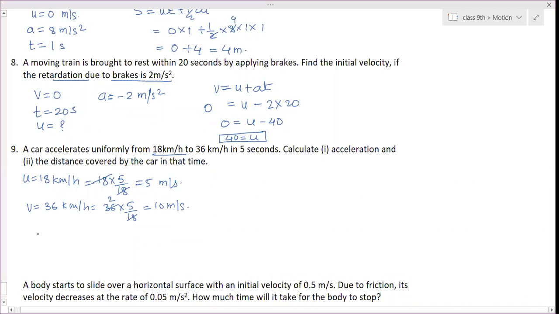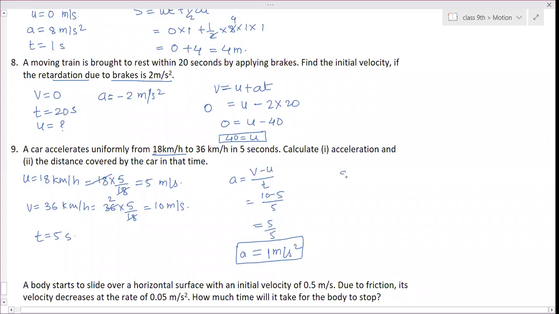And then acceleration you have to calculate. Time is given, 5 seconds. We have to calculate acceleration. So for acceleration, a is equal to either (v minus u) by t, or v is equal to u plus at. Any formula you can use. So 10 minus 5 by 5, which is 5 by 5, 1 meter per second square is the acceleration value.